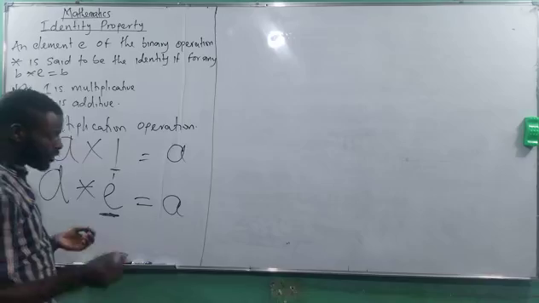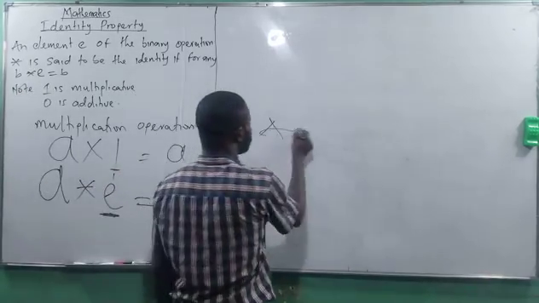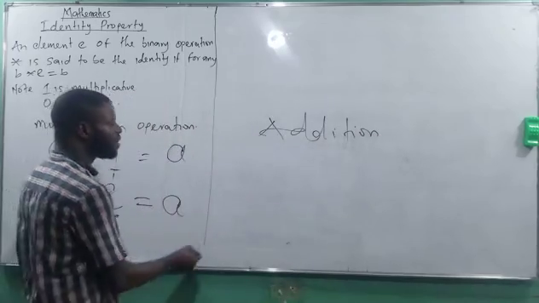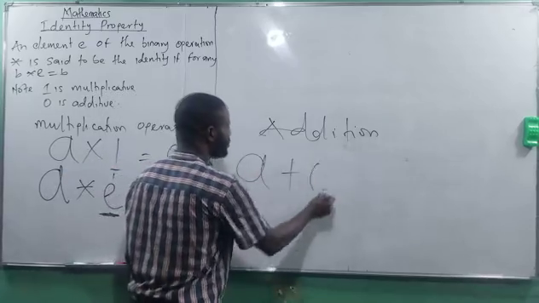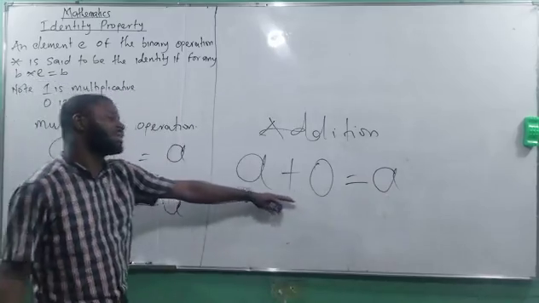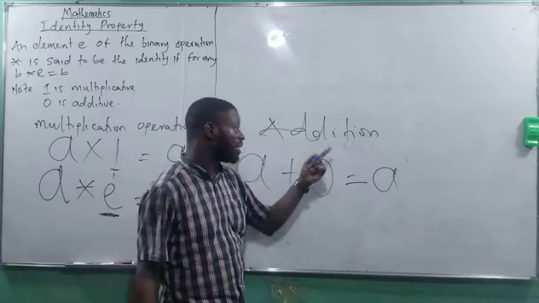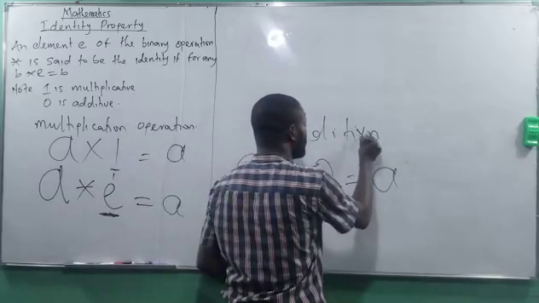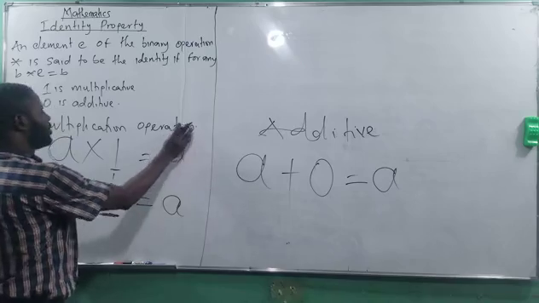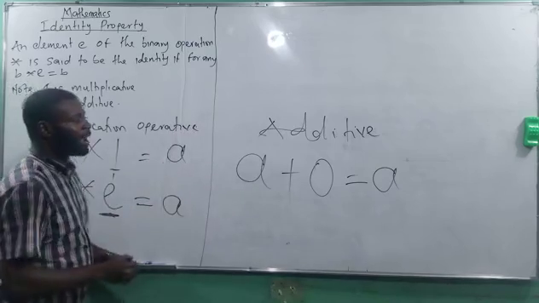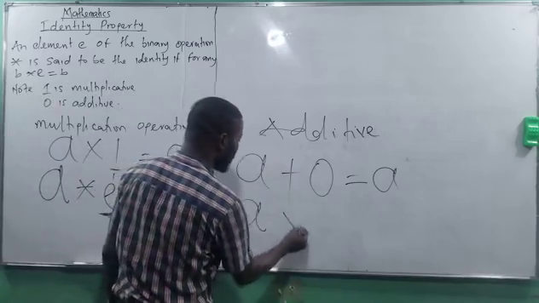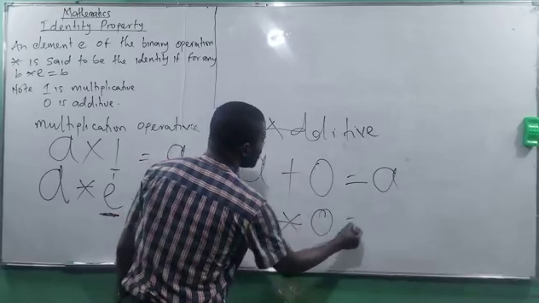Now if I'm talking about addition operation, what I'm saying is that A plus 0 equals A. Can you see? This is the additive operation. Let me use the word additive to explain very well. Now the additive operation means A asterisk, the operation, 0 equals A.